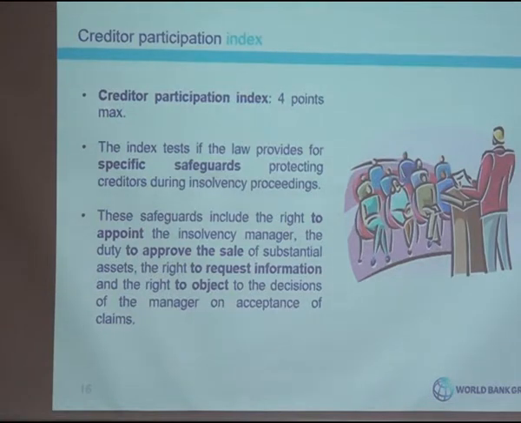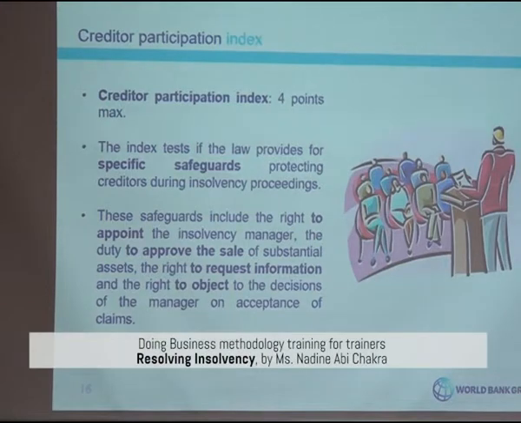The final index is the Credit Participation Index that has a maximum score of 4 points. It tests whether the laws provide for specific safeguards that would protect creditors during insolvency proceedings. These safeguards would include the right to appoint an insolvency manager, the duty to approve the sale of substantial assets, the right to request information, and the right to object to the decisions of the manager on acceptance of claims.